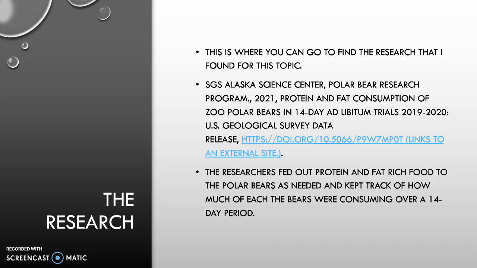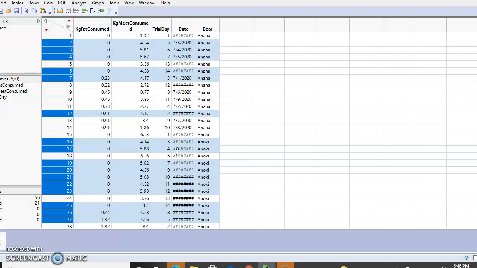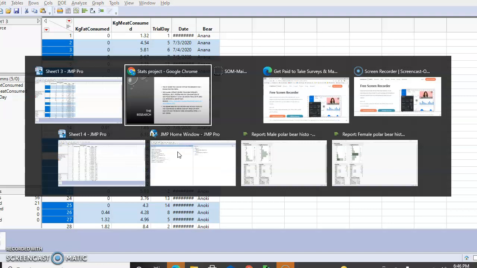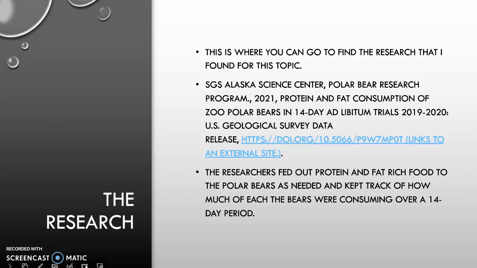This is the site that you can go to find the research. I will also pull it up right here. This is the research for the female bears and how much fat they've consumed and how much protein they consumed in a day. And then I also have it for the male bears as well. The researchers fed out protein and fat-rich food to the polar bears as needed, and they kept track of how much each of the bears were consuming over a 14-day period just by checking to see how much food was left in their enclosure when they were done with it.